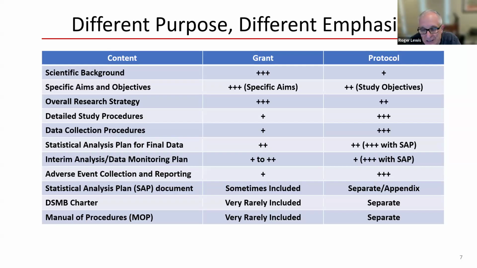Again, in the grant, you're going to point out that you'll collect adverse events and perhaps name specific adverse events that are of interest for the type of intervention that you're studying. In the protocol, those procedures need to be very detailed so there's no ambiguity regarding whether a particular type of event needed to be reported or was reported properly.